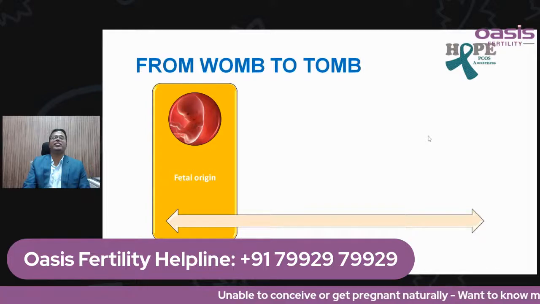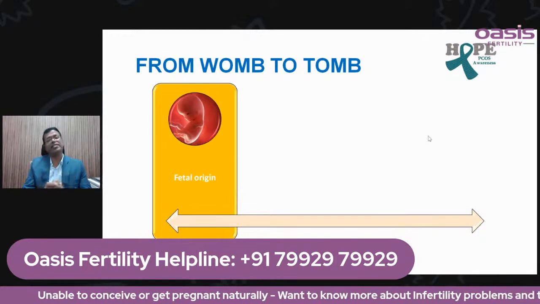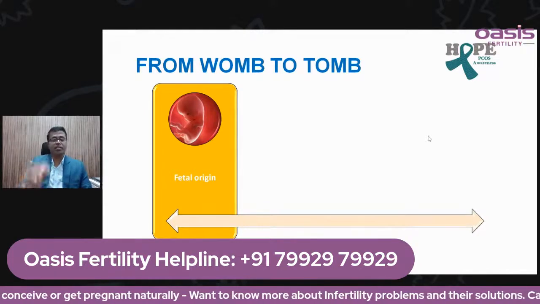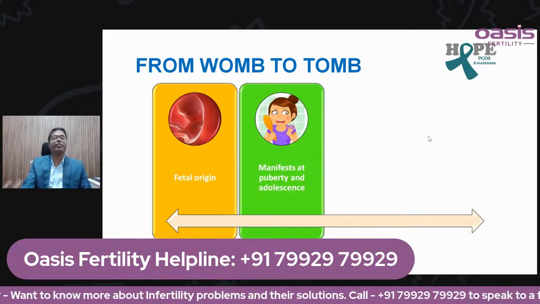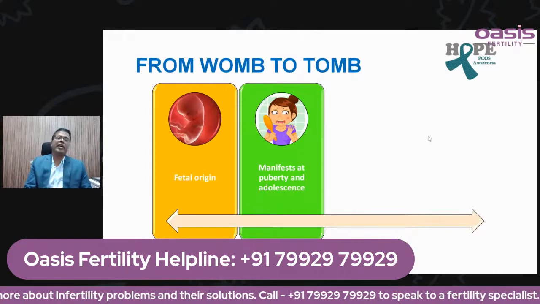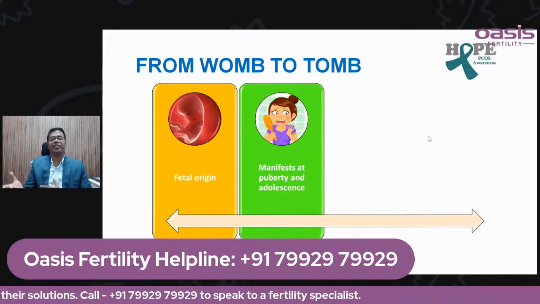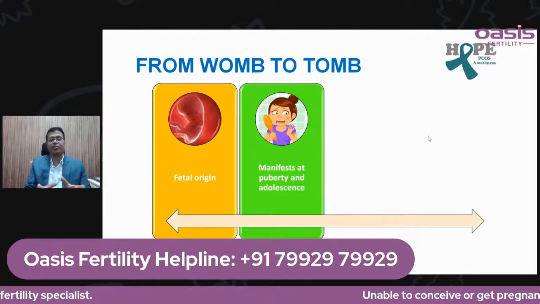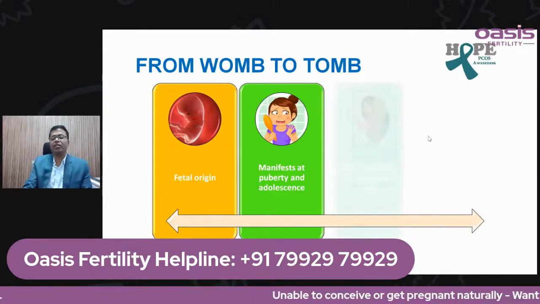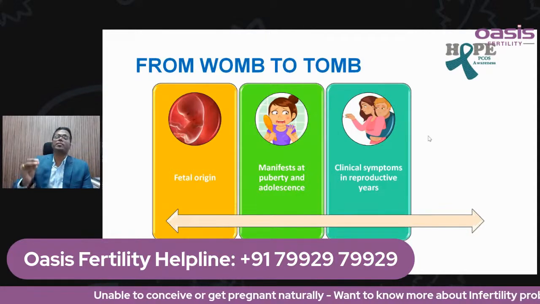If you see this disease, it not only affects the young or adolescent girls, its origin actually starts from the intrauterine life. When the female fetus is inside the uterus of her mother, it takes its origin in the form of genetic influence or some kind of environmental influence. And usually it manifests in puberty and adolescence, when she is at the pubertal age, around 18, 20, or a little earlier. That is the time when she will have all these features of hyperandrogenism, irregular menses and all. But the clinical symptoms may go up to reproductive life.